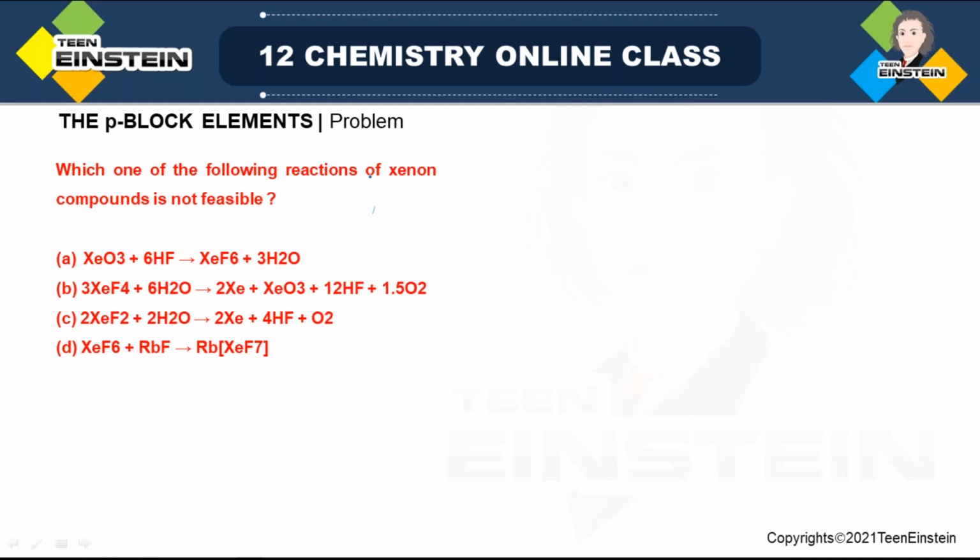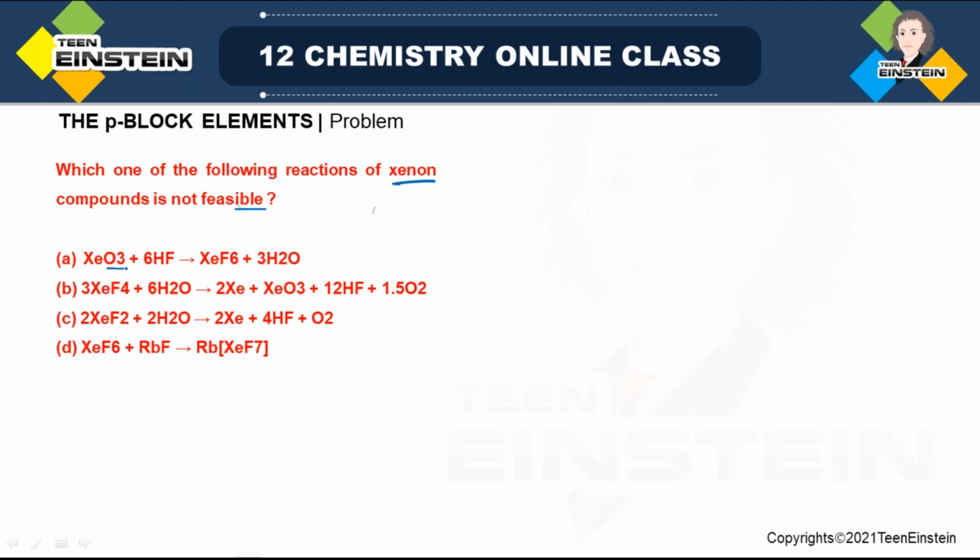Which one of the following reactions of xenon is not feasible? Here we have a total of 4 options. In all the options you can see some reactions of xenon compounds, that is xenon oxide and xenon fluoride, and we have to find in which case the reaction is not feasible. That is not the reaction that can take place. It will not be spontaneous.